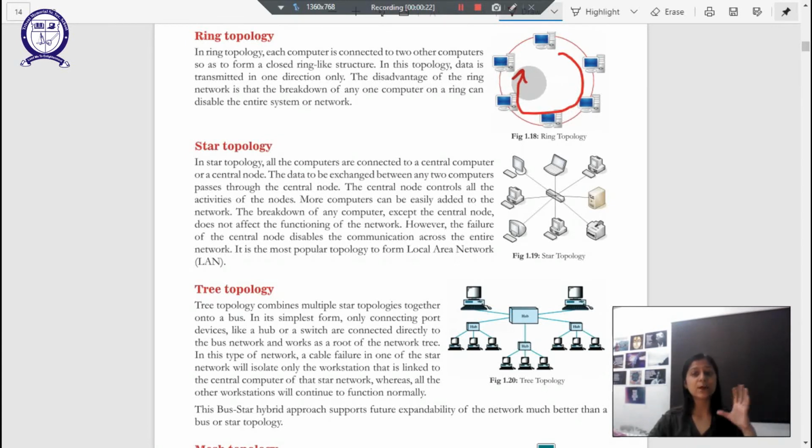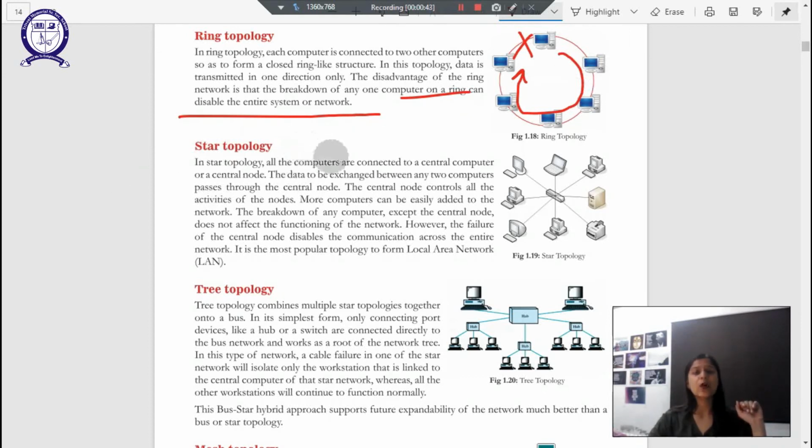If you really think about it, the data transfer is only one directional, unidirectional, and if there's any breakdown in a computer, it will disable the entire system of the network. So if the system breaks from here, we will not be able to send our data across.